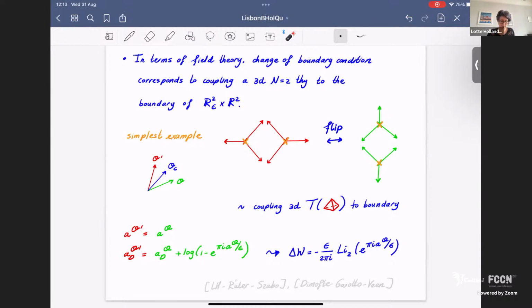So the corresponding coordinates, if you work them out, before and after the flip, they correspond to a change in the superpotential, which is a dilogarithm. And this is going to be important. So this dilogarithm is exactly the superpotential of this three-dimensional theory corresponding to the tetrahedron.